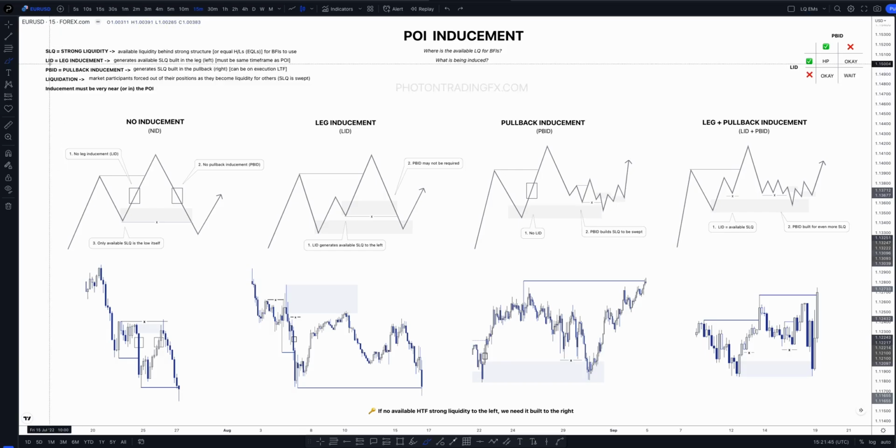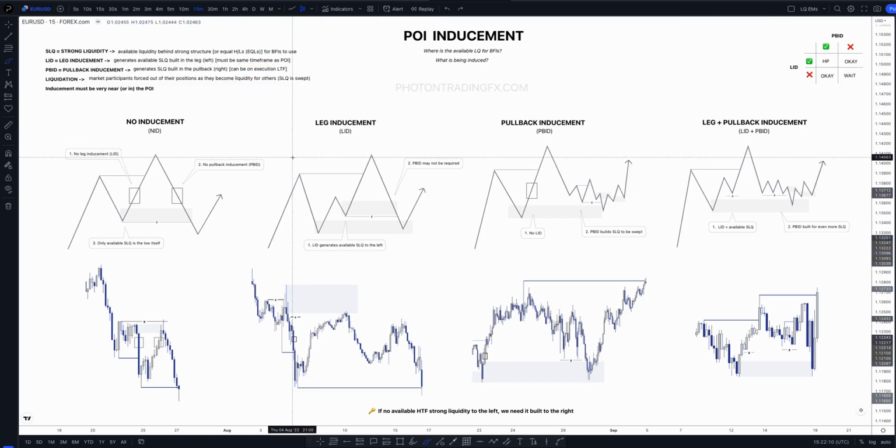LID, I know I'm rolling my eyes myself at this, but sorry. Leg inducement, okay? So this basically just means inducement to the left. You might even want to call it left inducement if that helps you to think about it, right? And you want to see, again, that strong low builds that available liquidity to the left, right? Leg inducement. So it generates available strong liquidity built on the leg to the left. This is a key point as well that I forgot to mention. It must be on the same time frame as the POI you were looking at, okay?